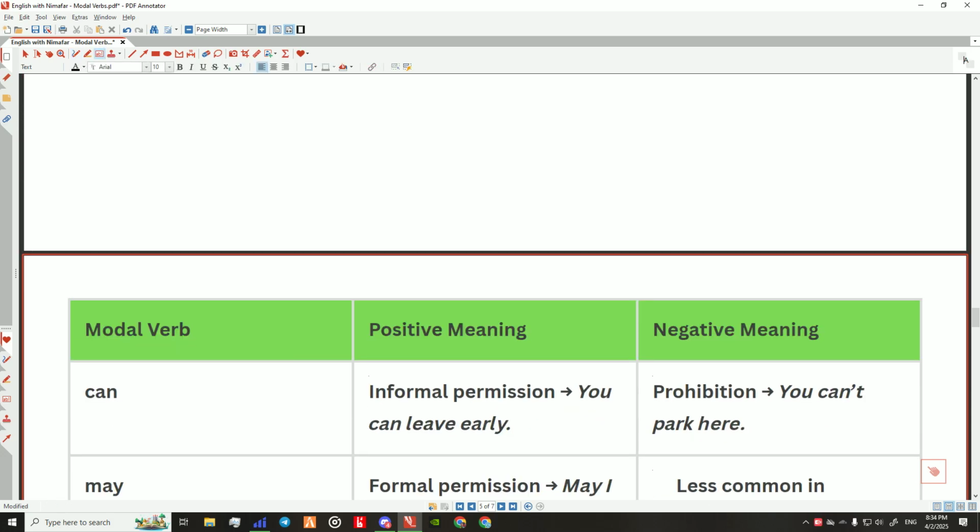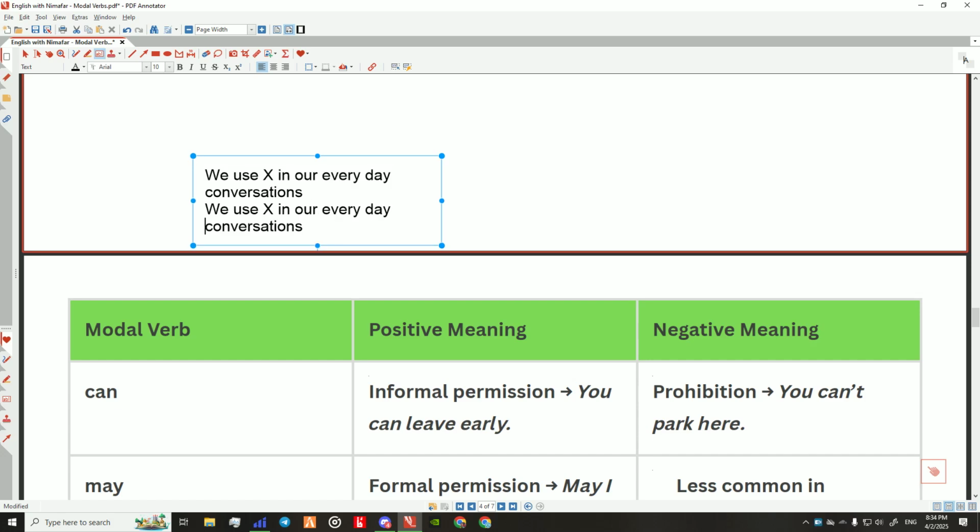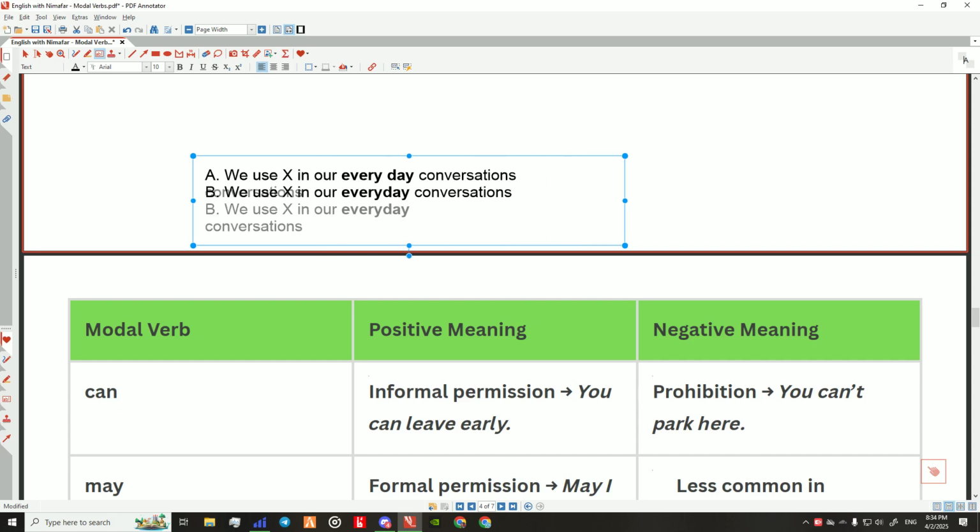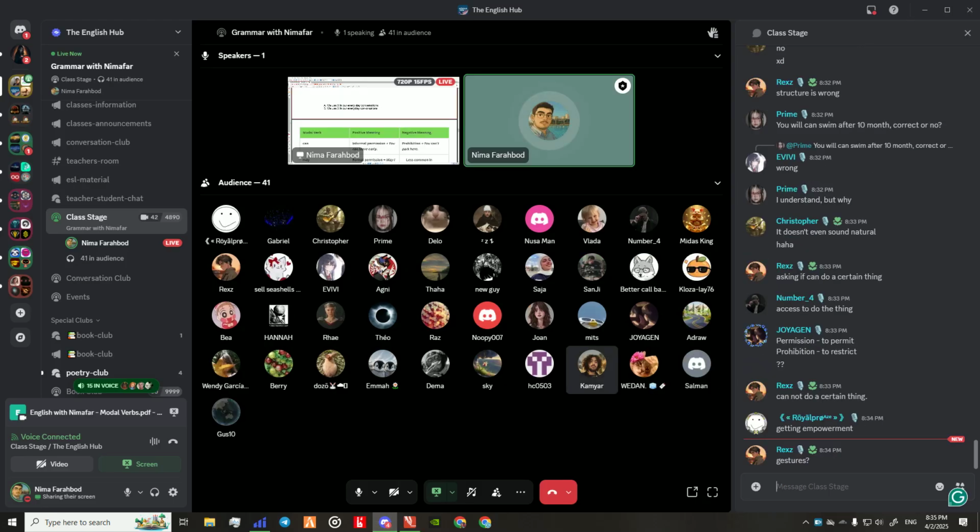How can I write "everyday conversations"? I say we use something in our everyday conversations, or "every day" with a space, or "everyday" with no space. Which one, A or B, and why? I think this is something we already talked about, but let's talk about this too. We use this, we use that in our everyday conversations, with a space or without a space. And why?